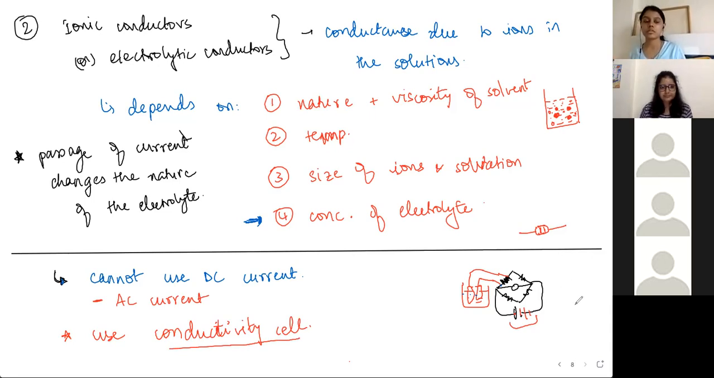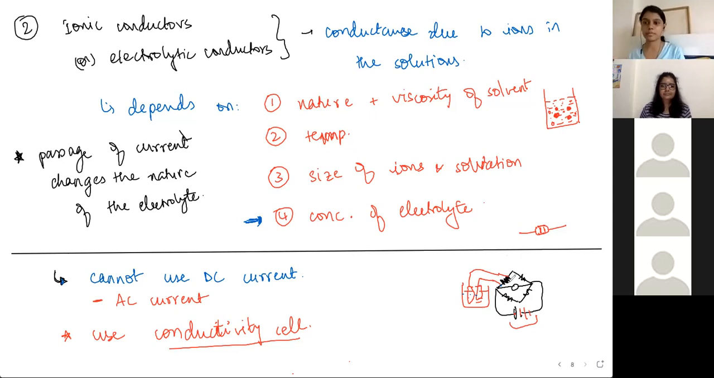So, ma'am, to measure the conductance of electronic or metallic conductors, we simply use the Wheatstone bridge using DC current. Simple and easy setup, it can be measured easily. However, for ionic conductors, we cannot use the Wheatstone bridge because it uses DC current, whereas the nature and composition of the electrolyte changes while using DC current, and AC current is preferred, so we can't use that. So to measure ionic conductance, we use a conductivity cell, which you will explain now.